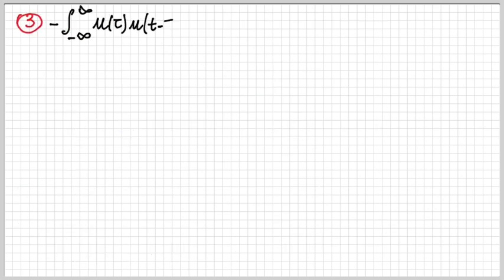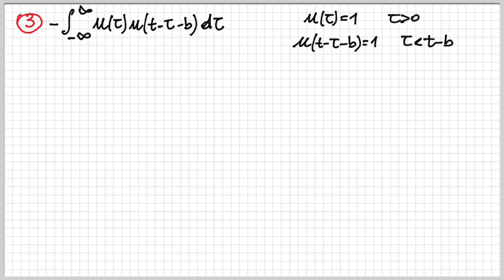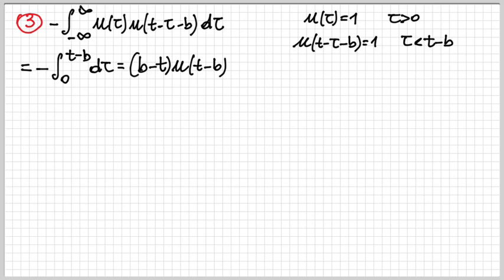What about number 3? Well, number 3 again is very similar. So again, I use the same approach. I can look at the step functions and see where they are non-zero, rewrite the integral, and obtain something very similar, which is b minus t u of t minus b.